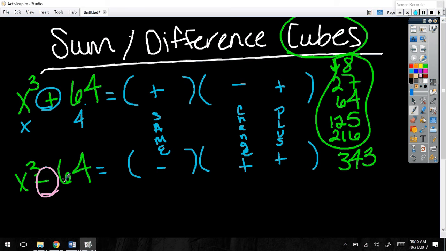Now, you see these two numbers we wrote under here? That's what goes in your small set of parentheses. And guess what? Square the first and put it in the first spot.